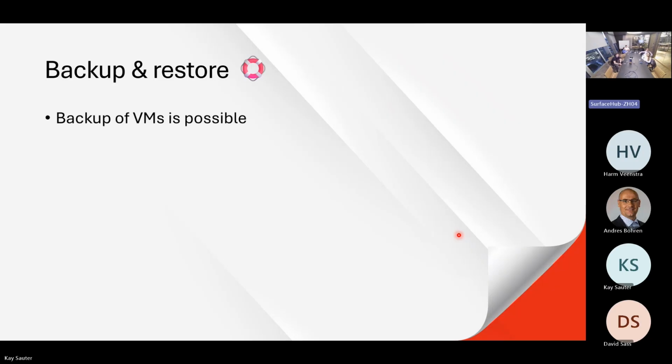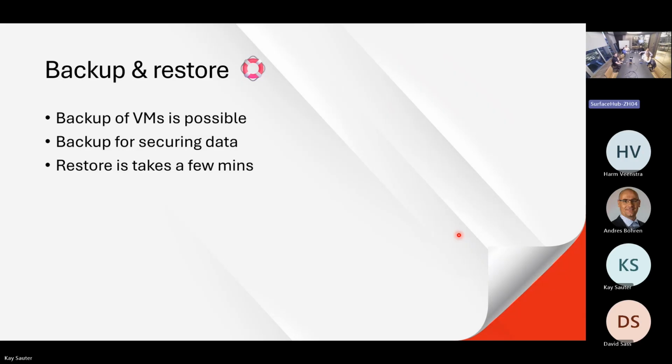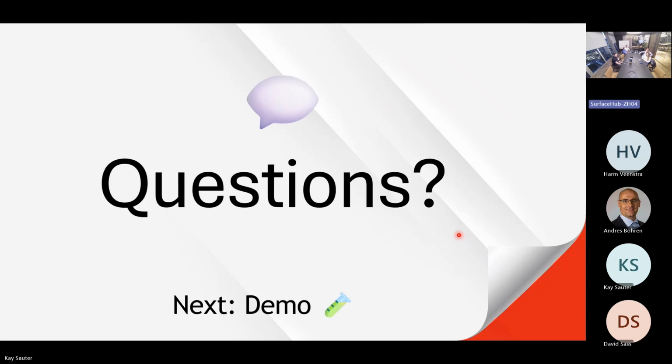You can also do backups and restore. Basically you can do it in two ways. I already talked about backups on the database level. This is of course possible, and that's the normal way you could do it. But you can also do it on the VM level: you take a snapshot of the whole VM and put it in storage. So it's another way to secure the data. The restore takes a few minutes. It can also be done with PowerShell, of course. And yeah, now the data.